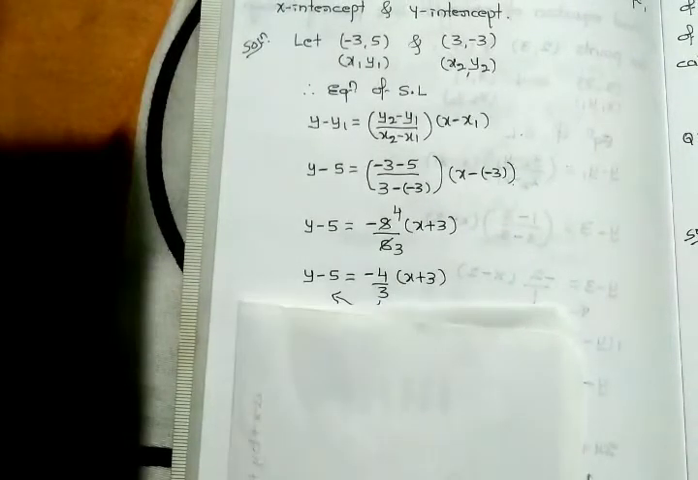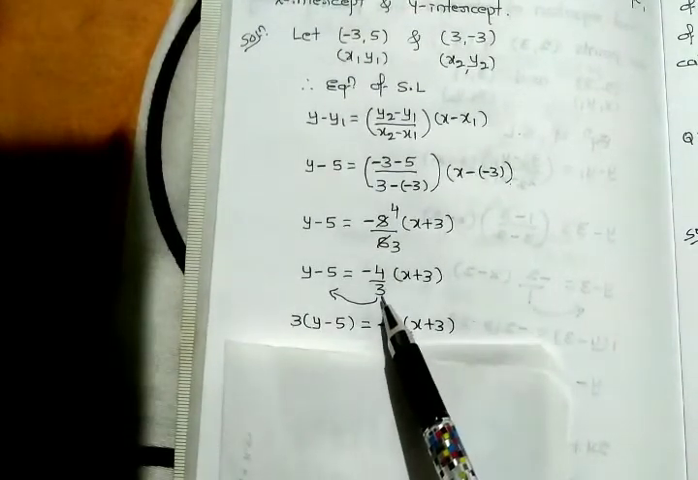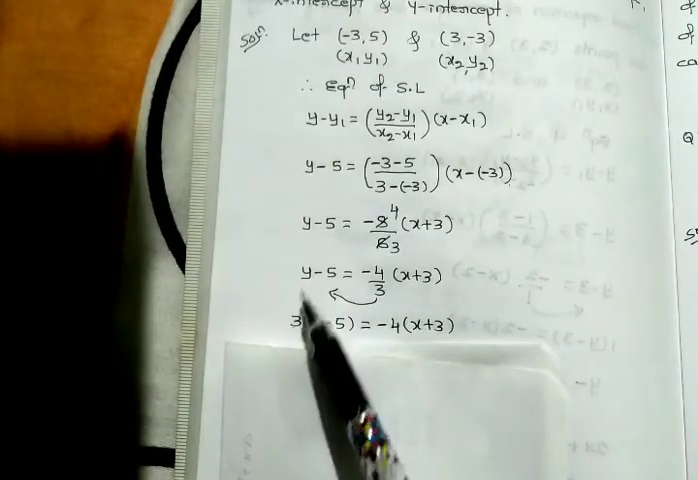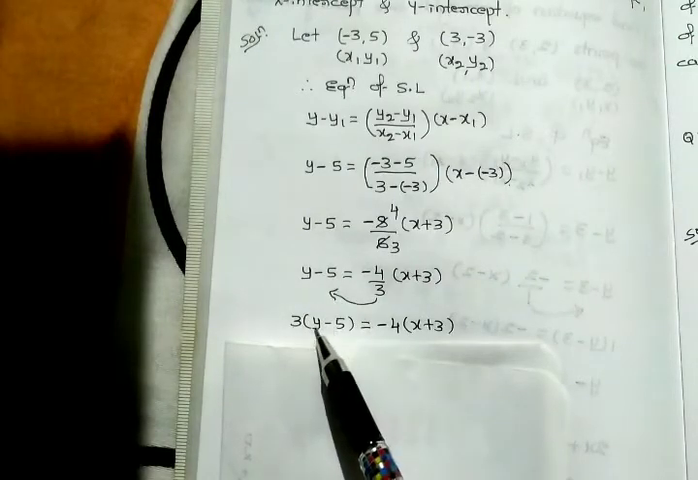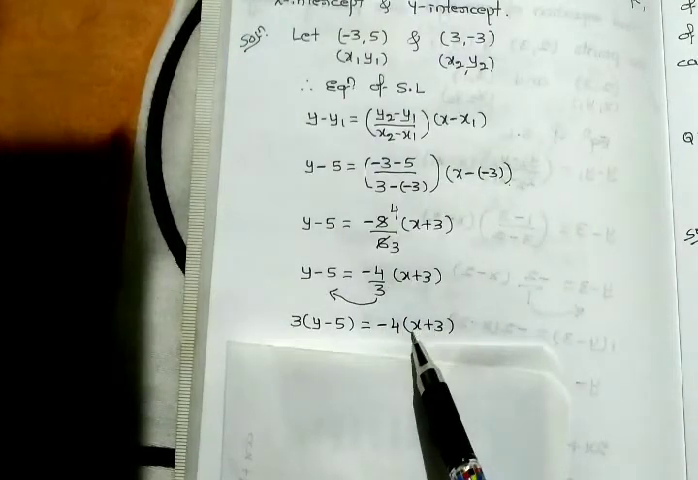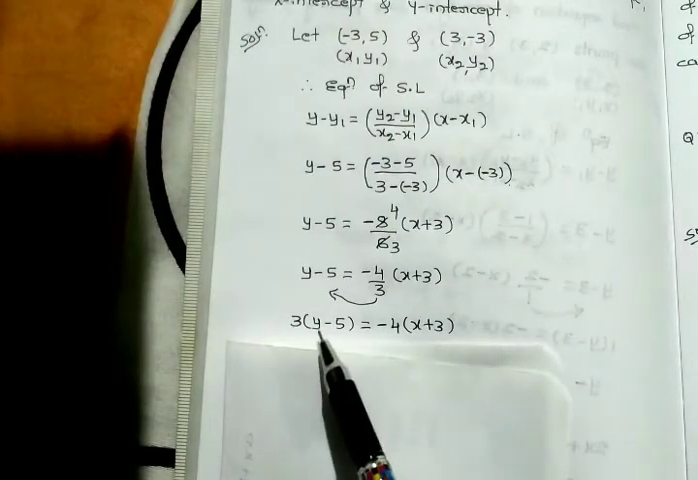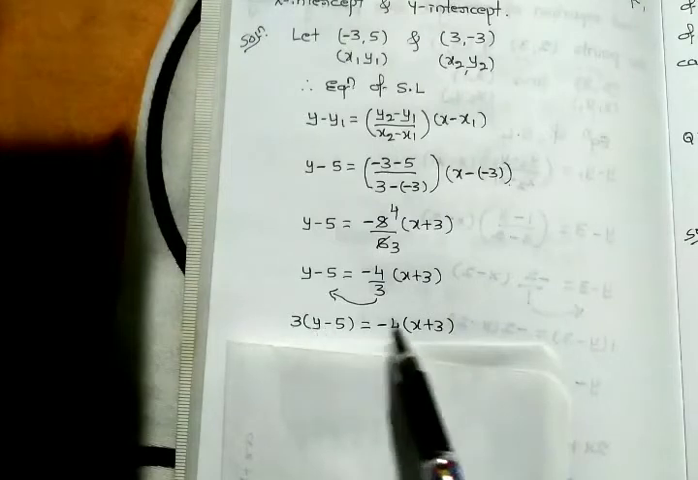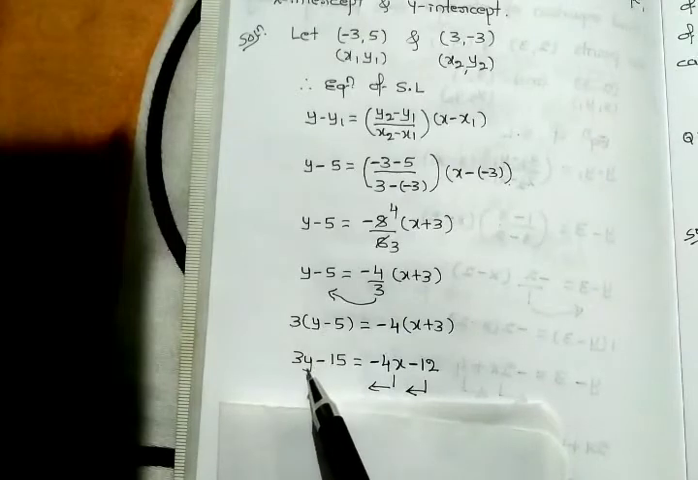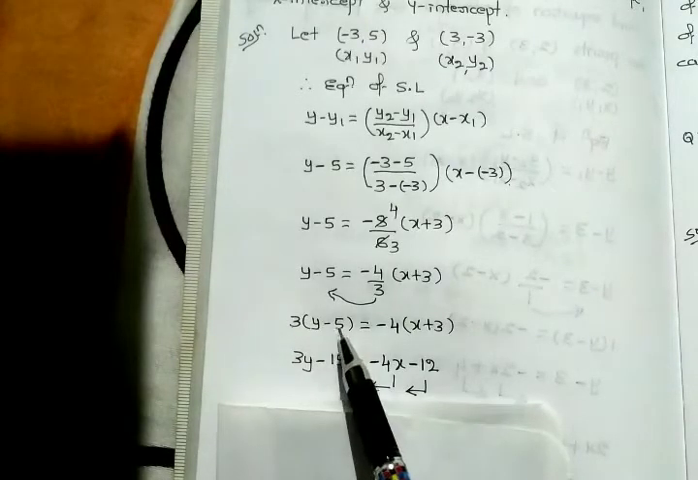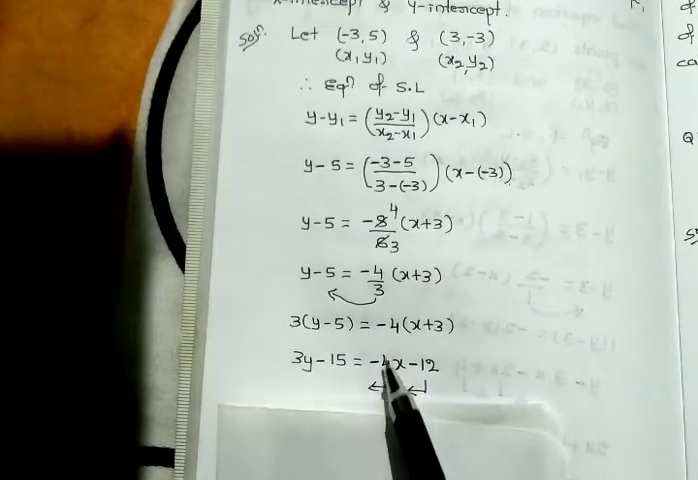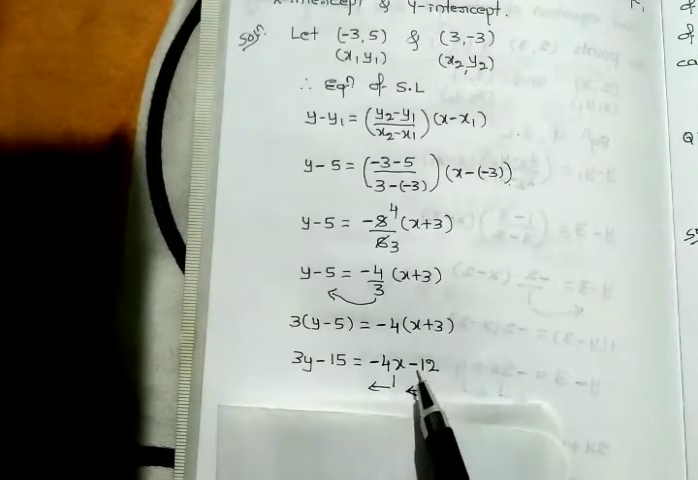So next, do the cross multiplication. If I cross multiply, so what will happen? This 3 will come in the numerator. So that time 3 into bracket, what is the remaining value? y minus 5 is equals to minus 4 into bracket x plus 3. Next step, open the bracket in left hand side, open the bracket in right hand side. So that time 3 into y is 3y, 3 into minus 5 is minus 15, minus 4 into x is minus 4x, minus 4 into 3 is how much here?